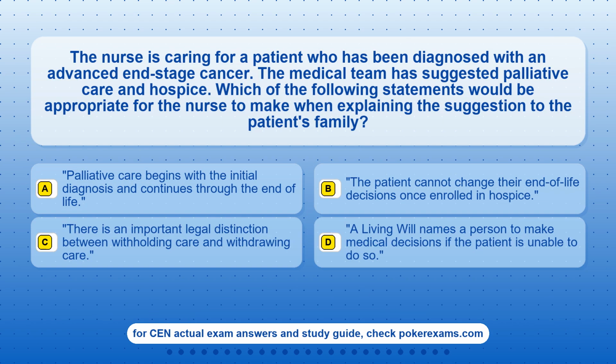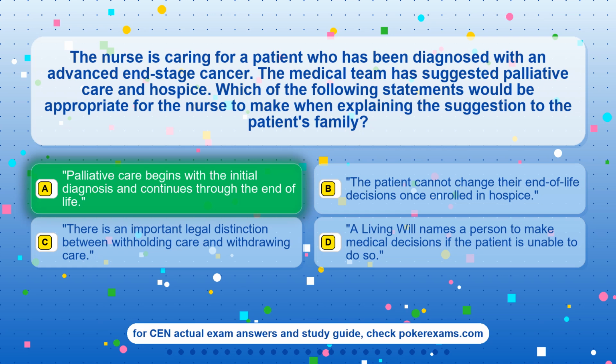Question 22. The nurse is caring for a patient who has been diagnosed with advanced end-stage cancer. The medical team has suggested palliative care and hospice. Which of the following statements would be appropriate for the nurse to make when explaining the suggestion to the patient's family? Option A, palliative care begins with the initial diagnosis and continues through the end of life. Option B, the patient cannot change their end-of-life decisions once enrolled in hospice. Option C, there is an important legal distinction between withholding care and withdrawing care. Option D, a living will names a person to make medical decisions if the patient is unable to do so.